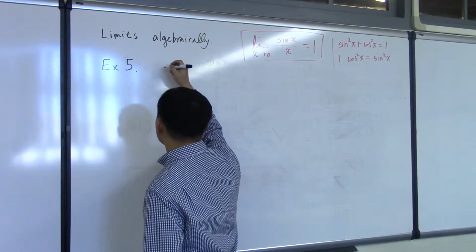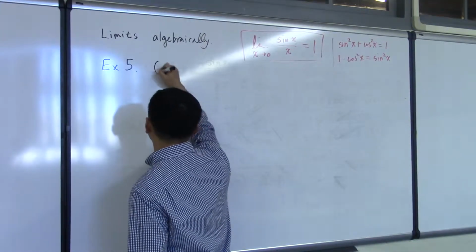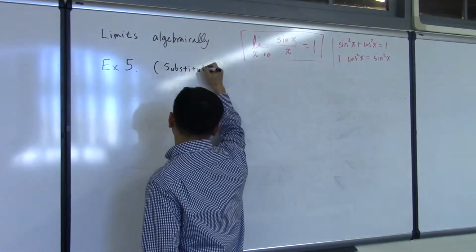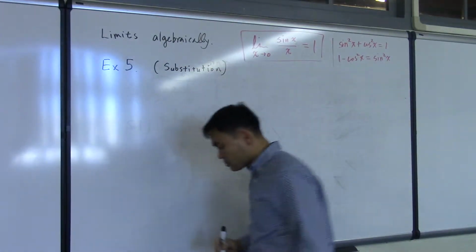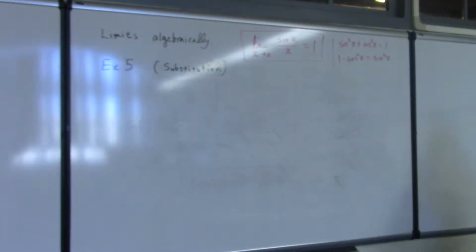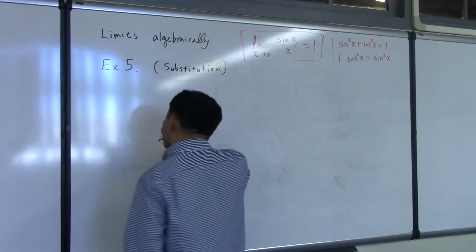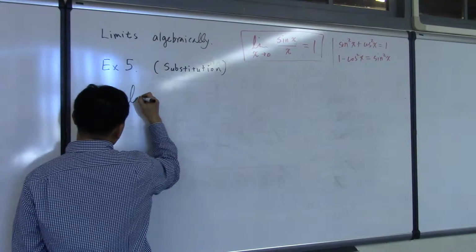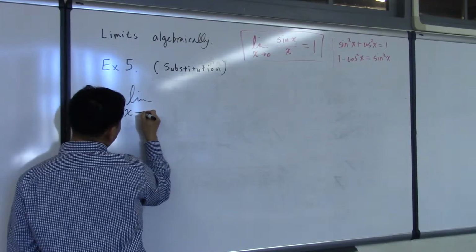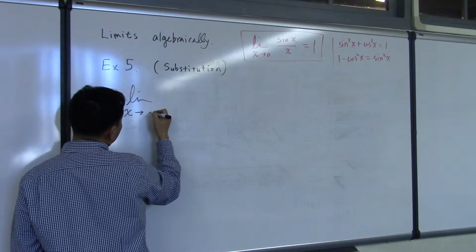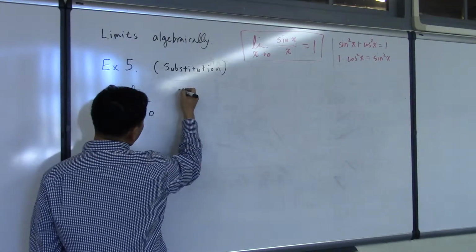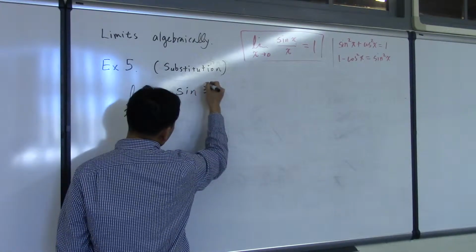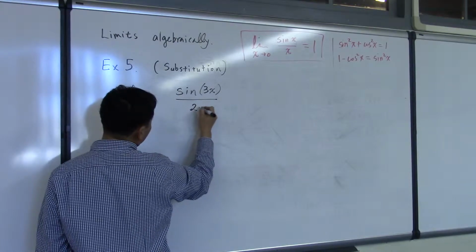I want to show you the method of substitution. So suppose you have the limit as x goes to 0 of sine 3x over 2x.